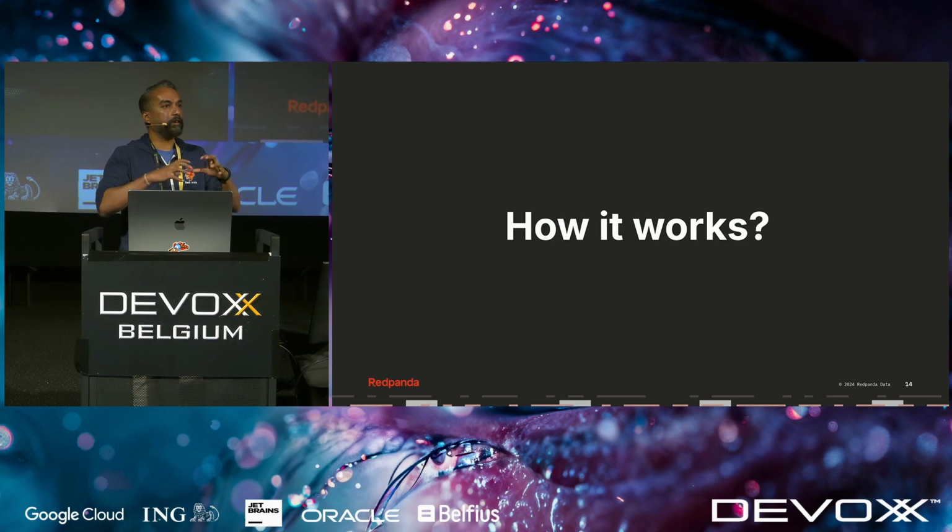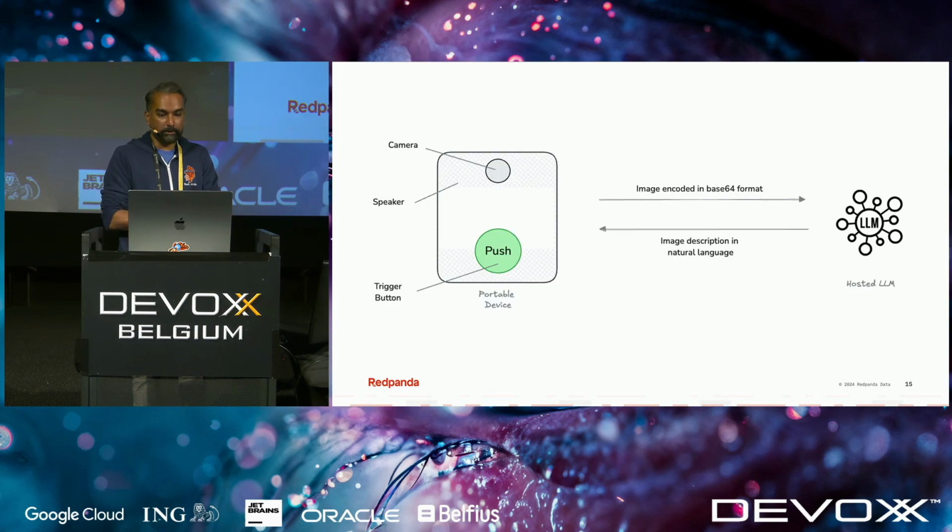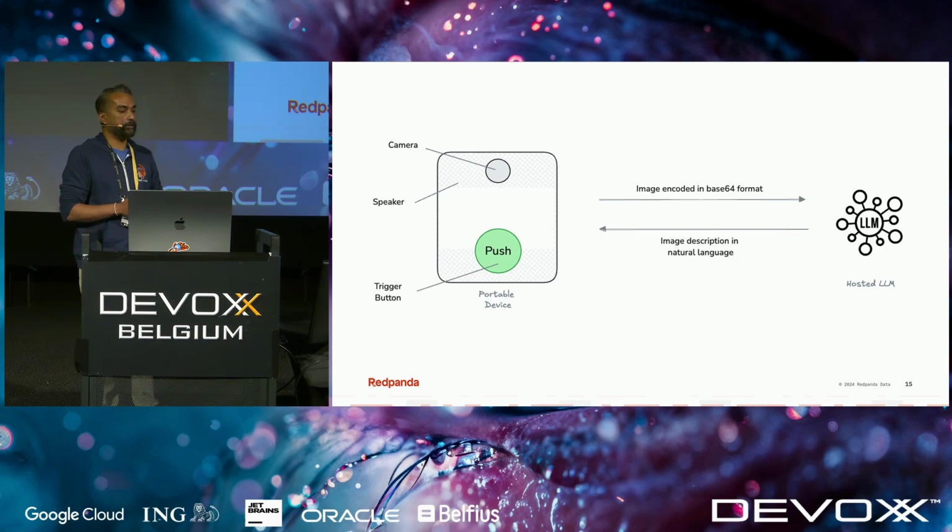So let's tear open this device and see how it works. If you see this schematic diagram, at a very high level, this is how everything works together. We have a camera, a push button, and an integrated speaker, and then we have an LLM, in this case OpenAI, hosted on the internet. So the device must have a reliable internet connection. That's how this communication happens.